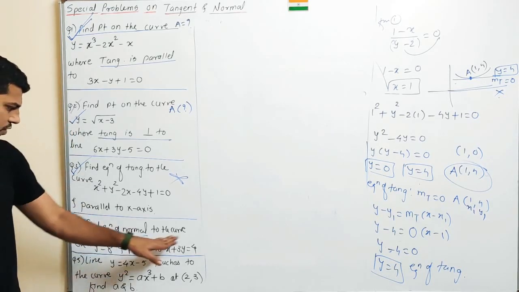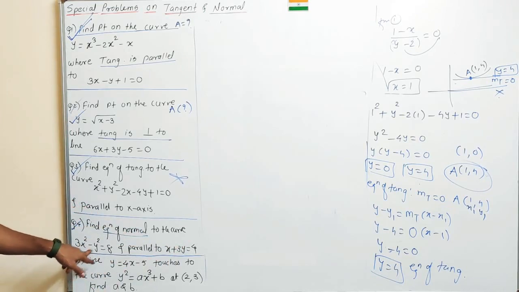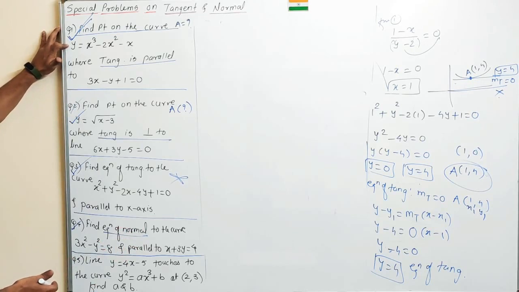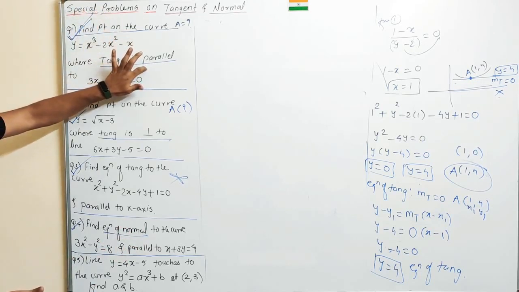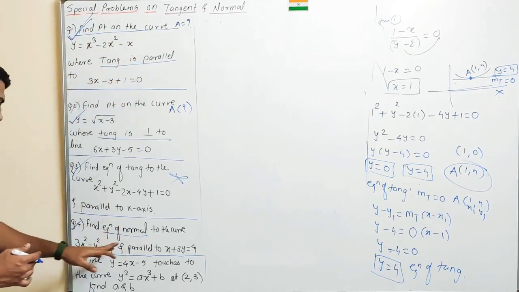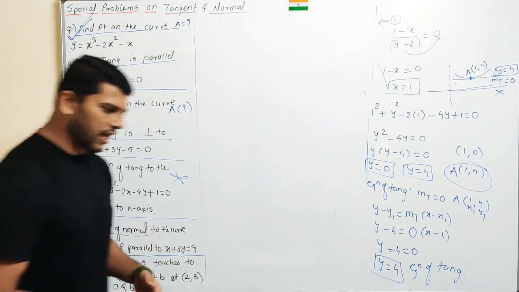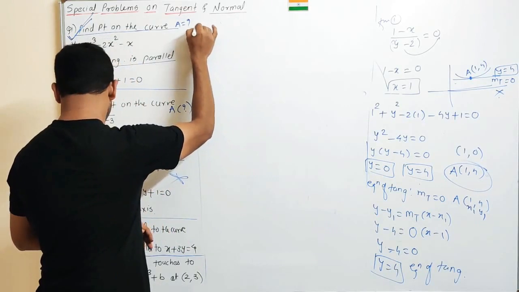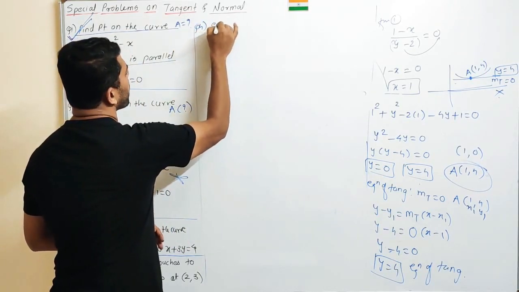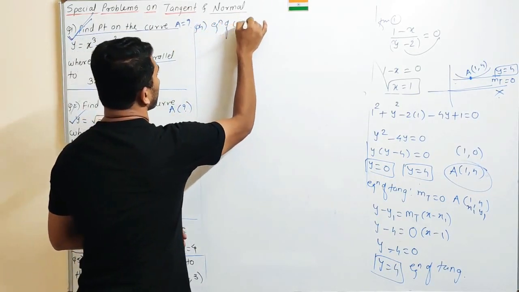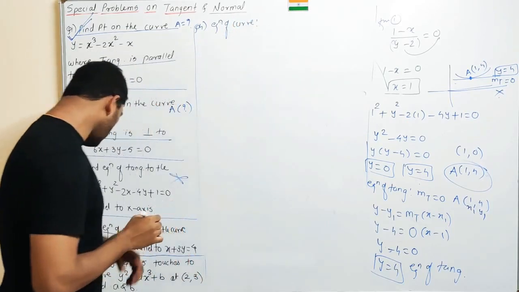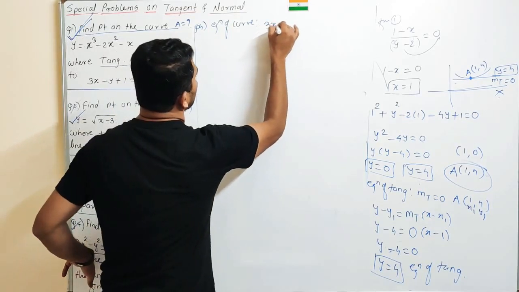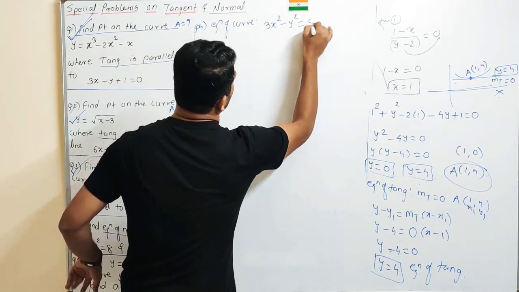So find the equation of normal to this given curve and parallel to this line. This is somewhat like question number 1 where the tangent was parallel to this line, and here according to them normal is parallel to this line. So let's try to tackle this question. So here I am starting with the given curve. The equation of the given curve is 3x square minus y square equal to 8.